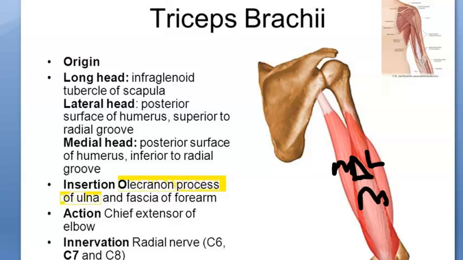So the medial head arises from a large triangular area on the posterior surface of the humerus. Posterior surface of humerus we have learnt. This area is below the radial groove. That also we have understood. Okay. And it also arises from some intermuscular septa. Wow. It's a little complicated, guys. Wait.